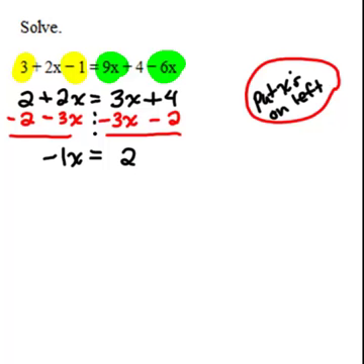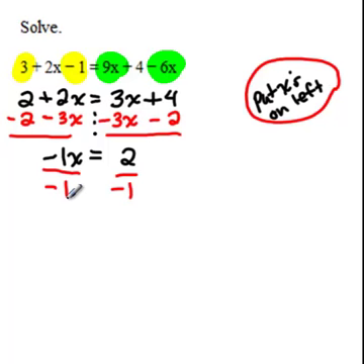Almost done. I need to get x all by itself, so I need to get rid of that negative 1. The way we get rid of a number that's multiplied to an x is we divide it. So because this negative 1 is being multiplied to the x, I'm going to undo multiplication with division, so I will divide by whatever's attached, in this case negative 1. That's only legal if I do the same thing to the other side. So I have a negative 1 times x equals 2. I'm going to divide both sides of the equation by a negative 1.